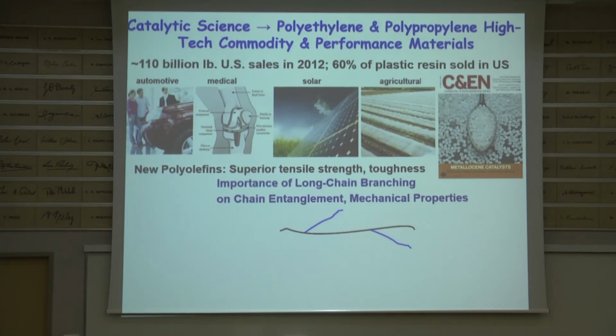Polyolefins. So the annual US production in 2012 was about 110 billion pounds. And I can tell you, with the shale gas revolution in the United States, with light alkanes being incredibly abundant, it's going to get even hotter. And what can you do with polyolefins? Well, you can do everything from making automotive parts, medical implants, encapsulation of solar cells, all sorts of agricultural products.